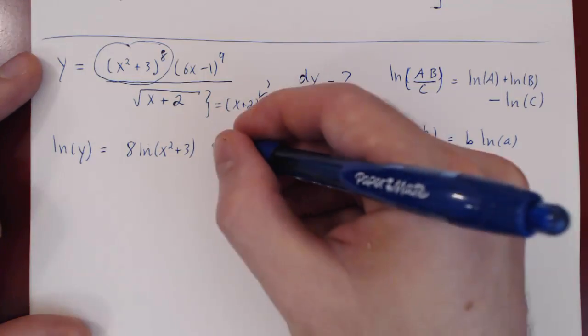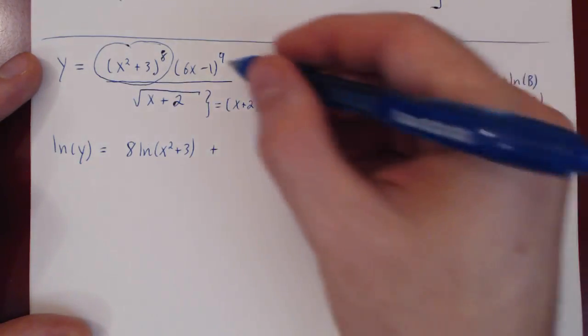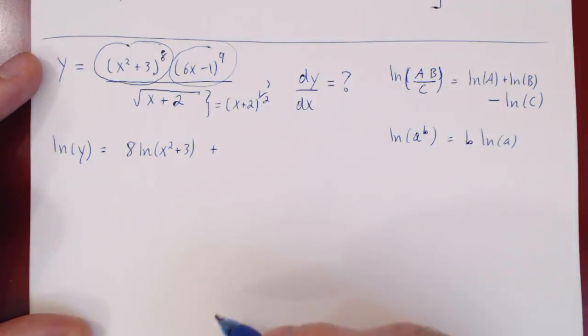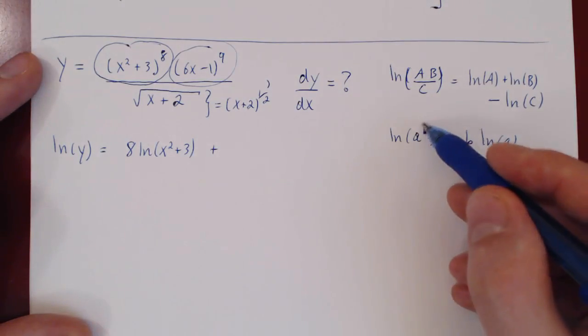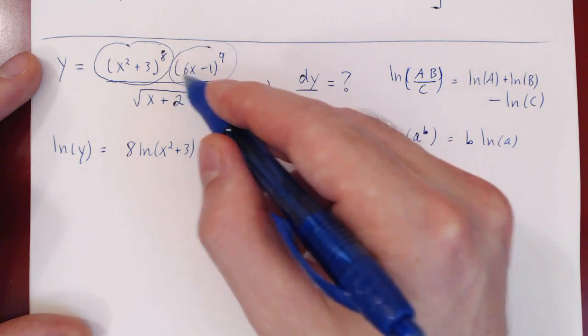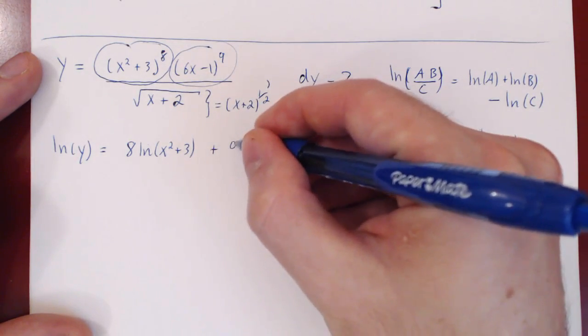And that's it. Plus the ln of b, the ln of the second term. Once again, we have an exponent on the argument. We can move the exponent outside the ln. And so the ln of this will be 9 ln of 6x minus 1.